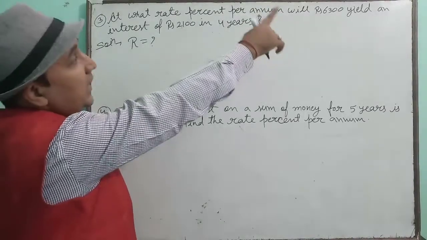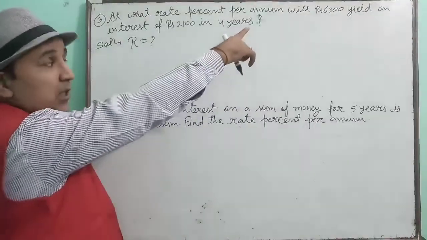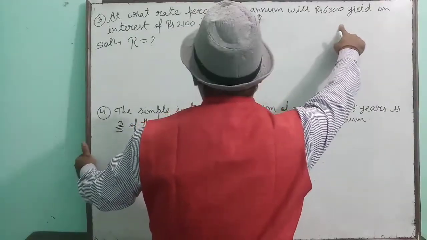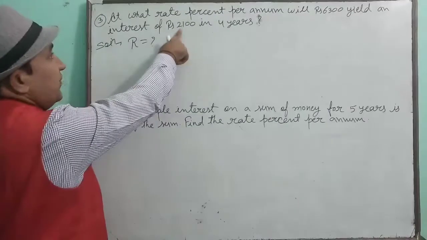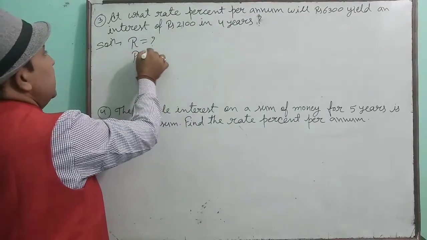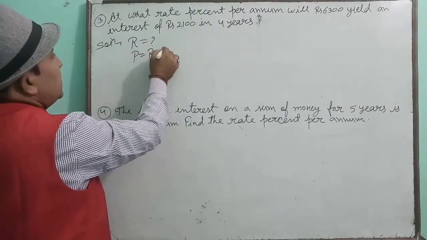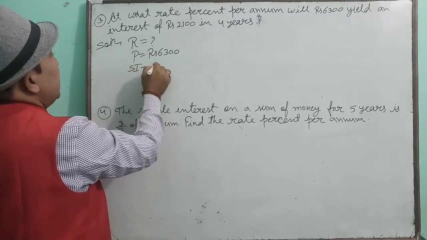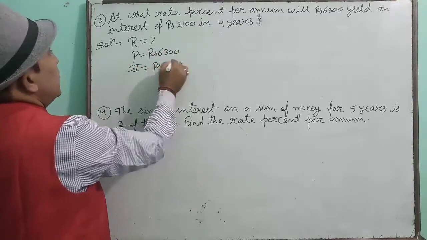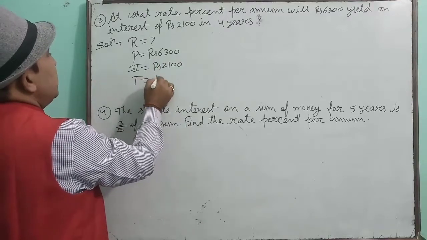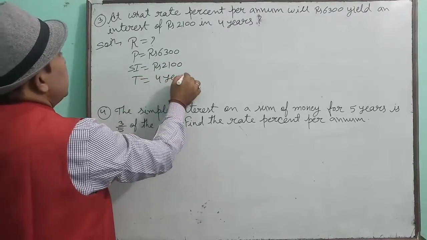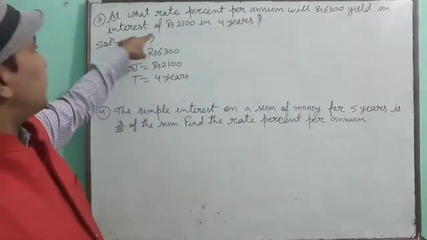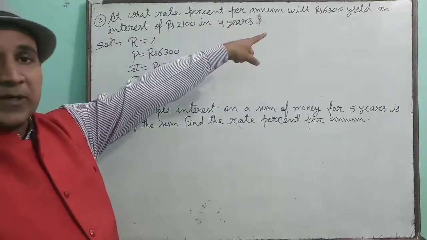6300 rupees yields. See this one. Yield means give or produce. So 6300 rupees is giving the interest. Principal amount is rupees 3600 and simple interest is rupees 2100 and time is 4 years. Understood? The money which gives the interest, that is called the principal amount.